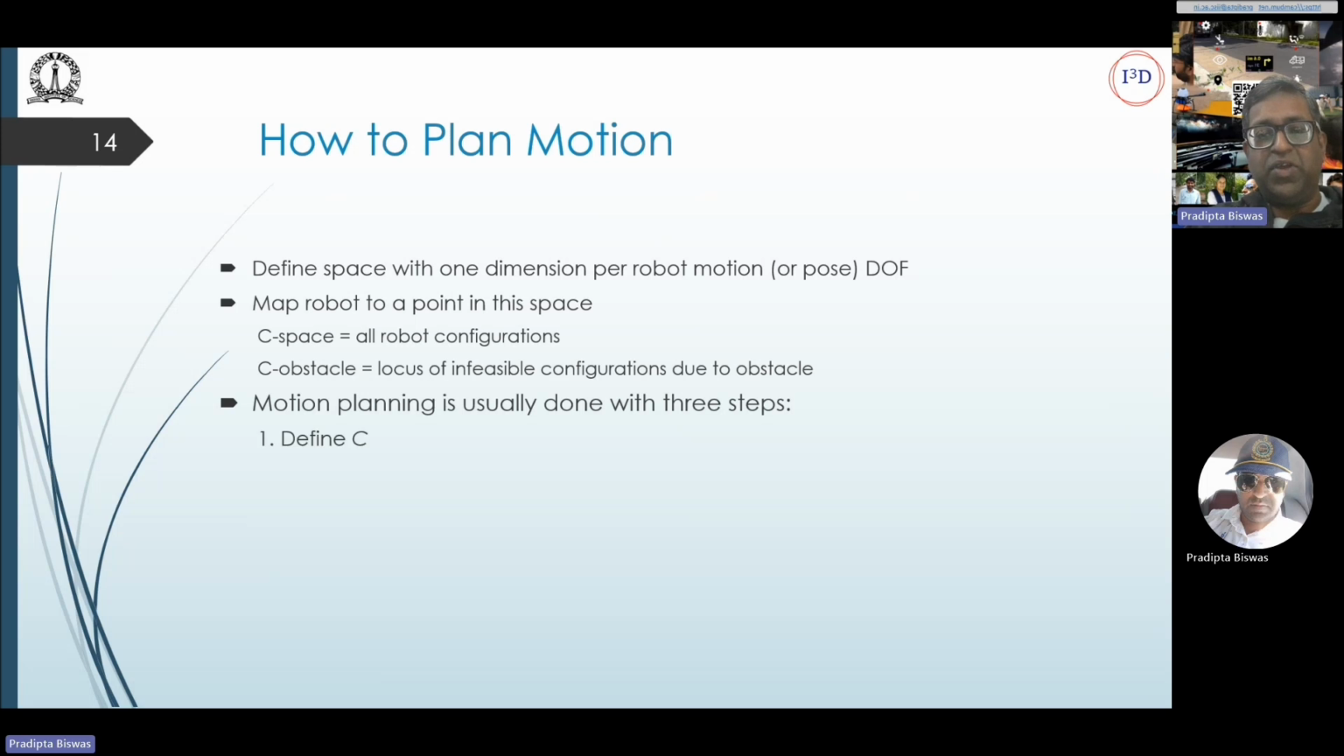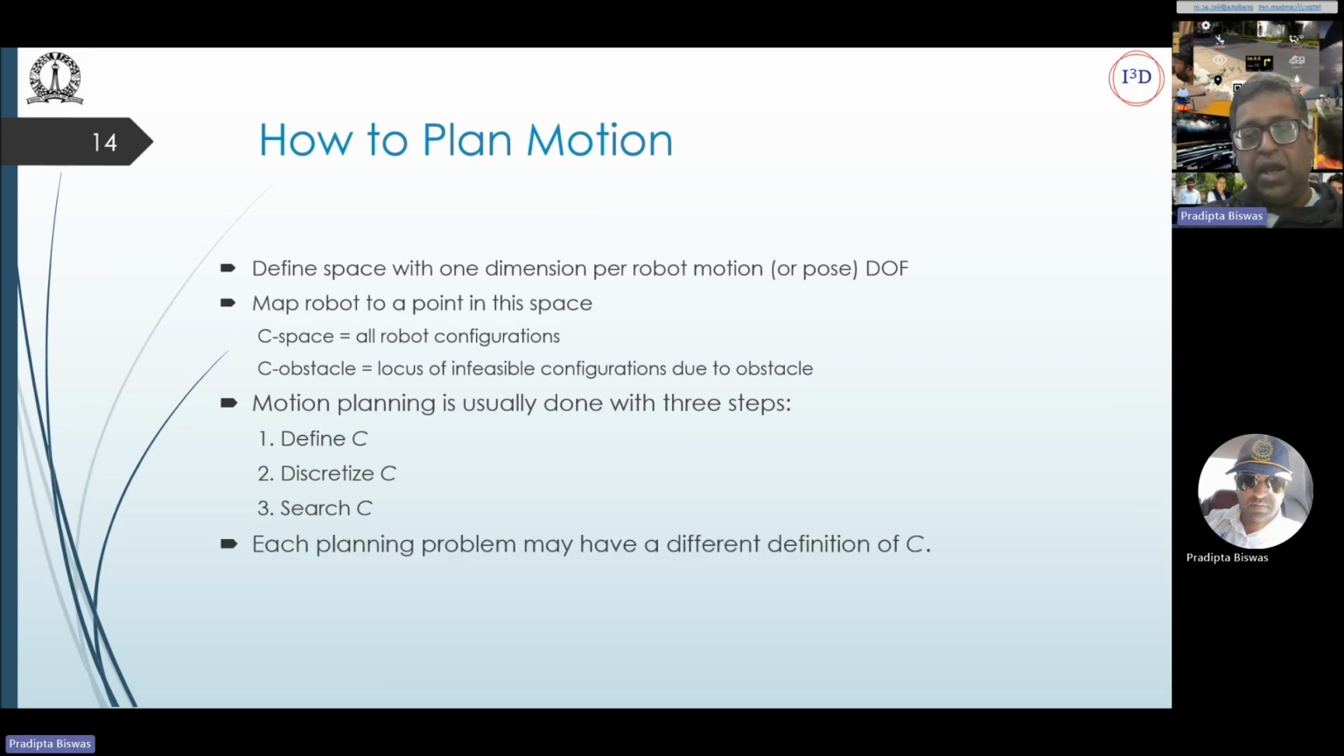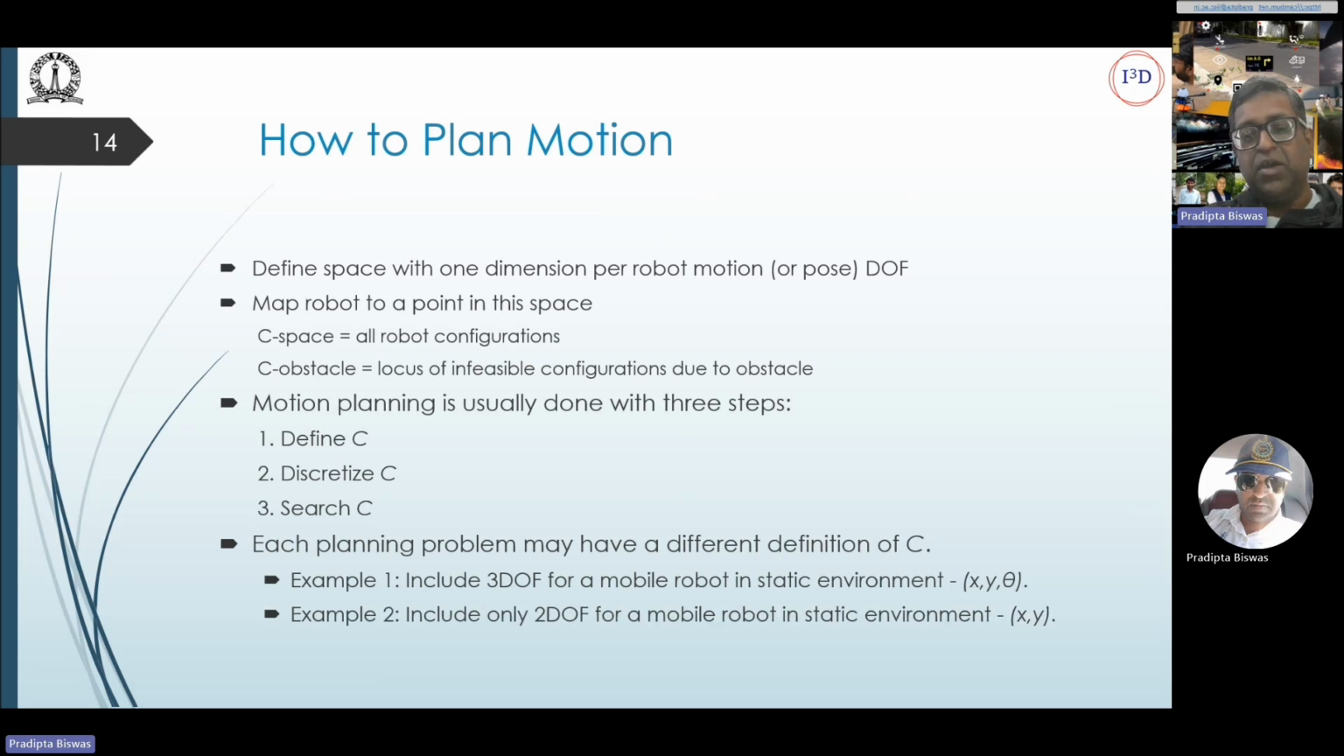Motion planning is usually done in 3 steps. First, we define the configuration space. Well, we can discretize the configuration space, and we will look at other alternatives to do that also. Then we convert this motion planning problem into a search problem, as we already learned. Each planning problem may have a different definition of C. For example, 3DOF for a mobile robot in a static environment will be different from 2DOF for a mobile robot in a static environment. So again, it depends on the configuration of the robot. And then, of course, for a 5DOF mobile robot, it will be a 5DOF space.